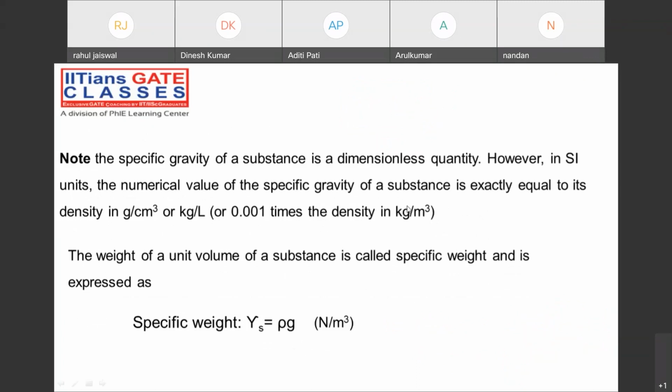Specific weight we also call weight density. Note down specific weight or weight density. Both are the same thing. We just say rho into g. And what is the unit? Newton per meter cube.